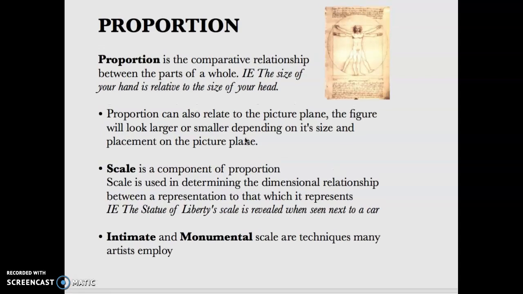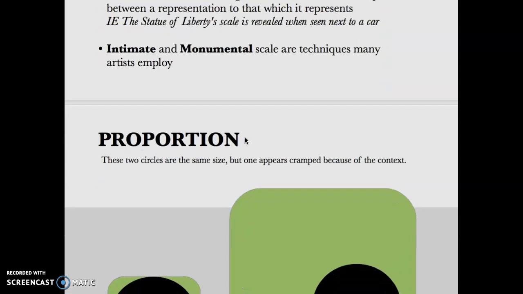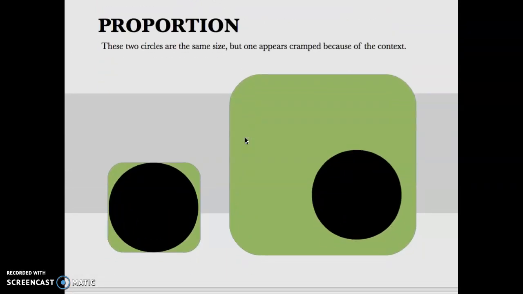So we've got two different types of scale: intimate scale and monumental scale. Proportion can also be thought of as ratios, something that is concentrated. You make a canned orange juice and you add water, what's the proportion of the concentrate, right? The powder, the mixture with the water. What is the proportion? What's the ratio of that?